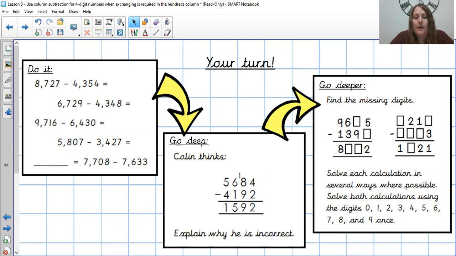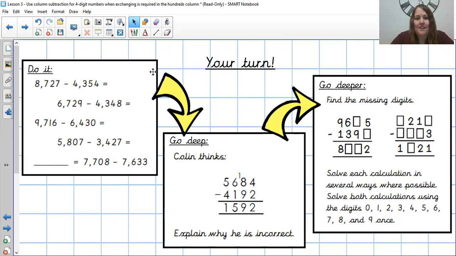Then you'll go deep. Colin has a problem, explain what he's done wrong, maybe what the correct answer is as well, and then you'll go deeper. It's very similar to Tuesday's, to find the missing digits. So again, to solve each calculation in several ways where possible, and then to solve both calculations using 0 to 9 ones. I know lots of you said that you really enjoyed that on Tuesday. Good luck, off you go now, and just come back for our learning pit at the end.